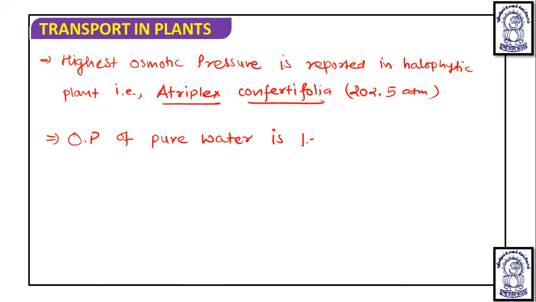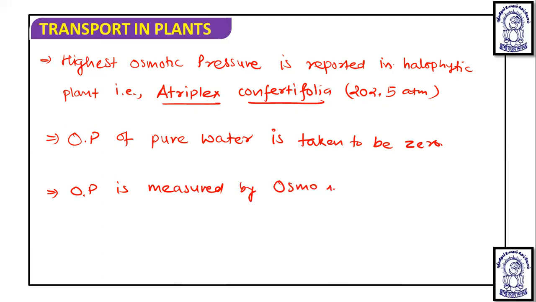It is also known that the osmotic pressure of pure water is taken to be zero. This osmotic pressure is measured by an osmometer. So that is what we can say about osmosis and all the things with respect to osmosis. An experimental demonstration we have also understood, and what osmotic pressure is and how it develops, all that we have discussed.